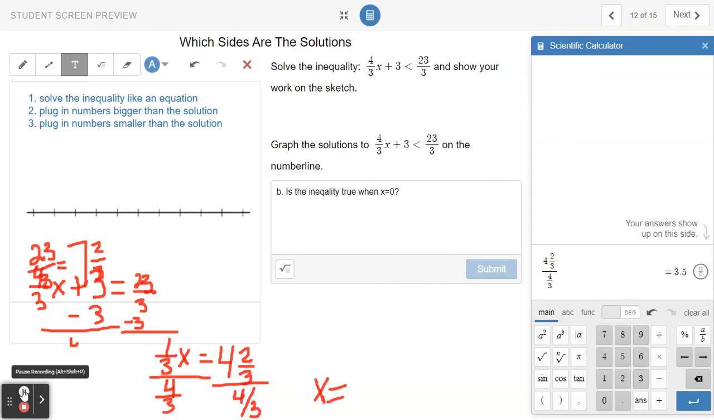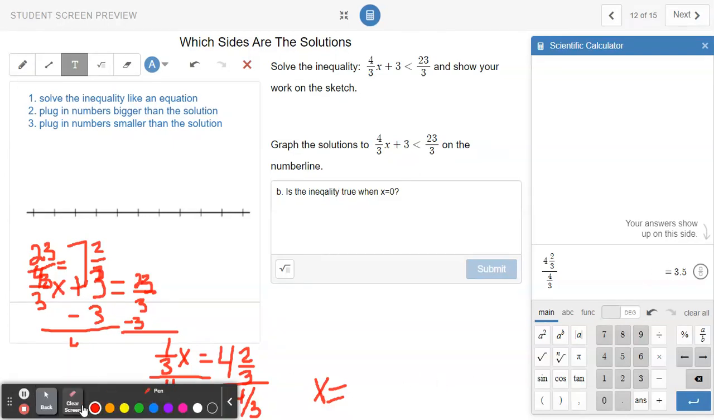So I just want to pause quickly here to show you, when I was solving my equation, which is all jumbled up right now, at the end I had to do 4 2/3 divided by 4 thirds. I just wanted to show you what that looks like on the calculator. That ends up equaling 3.5. So we know that x is equal to 3.5. What that does is make this side equal to 23 thirds.